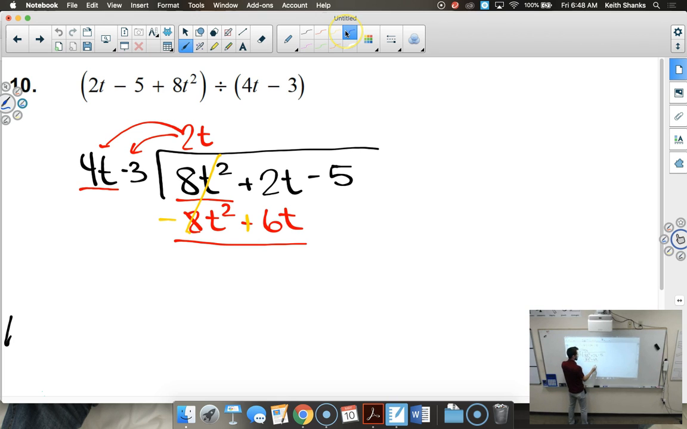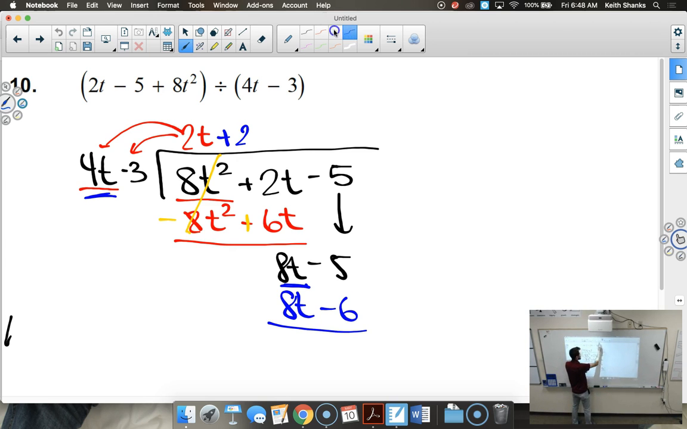And I end up with 8t, bring down my 5, minus 5. What do I multiply 4t by to get 8t? Or what is 8t divided by 4t? That would be plus 2. 8t, and 2 times negative 3 is negative 6. All right. We're going to subtract these, and I end up with a remainder of 1.